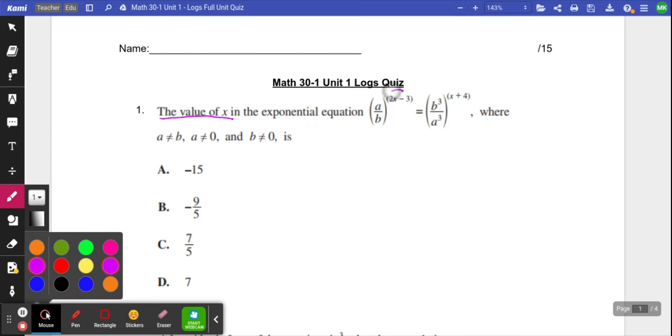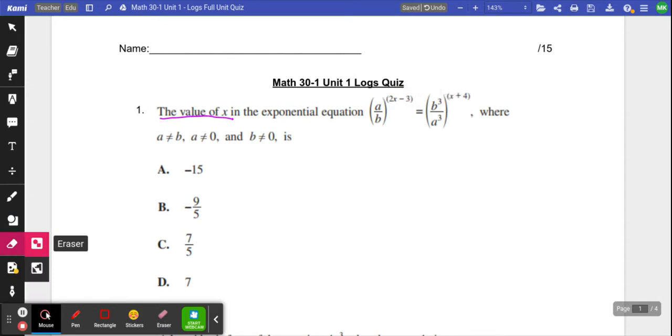If I look at my question, x is in the exponent. When x is in the exponent, we have two strategies we can apply. Strategy number 1 is using like bases. Strategy number 2 is using logs. This is going to most likely be a like base question.